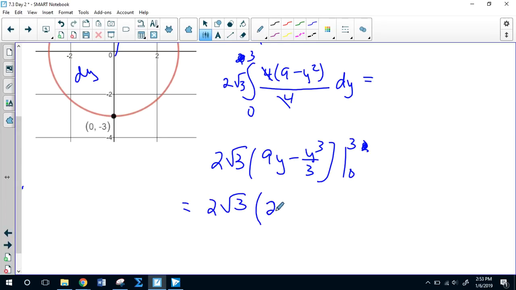9 times 3 is 27, and then 27 divided by 3 is a 9. 27 minus 9 is 18. 18 times 2 is 36 root 3.